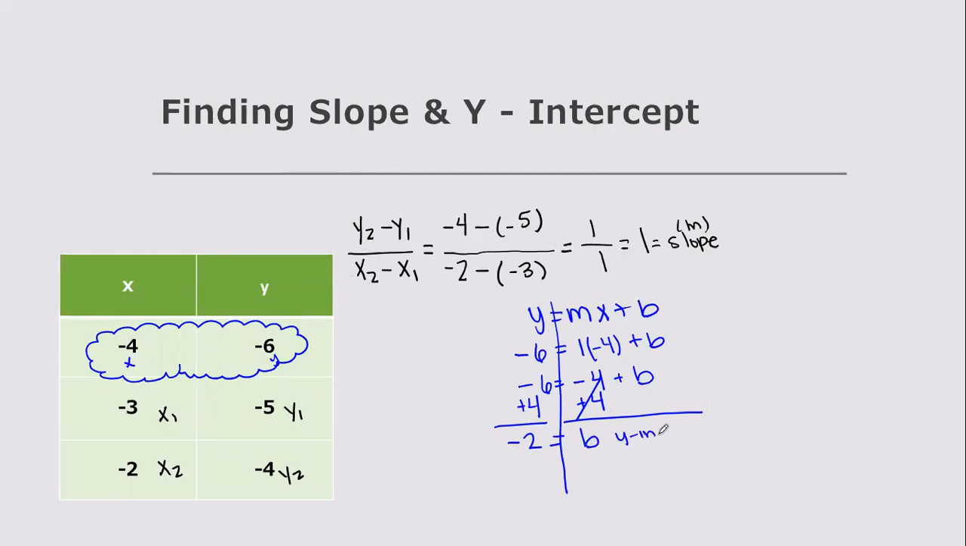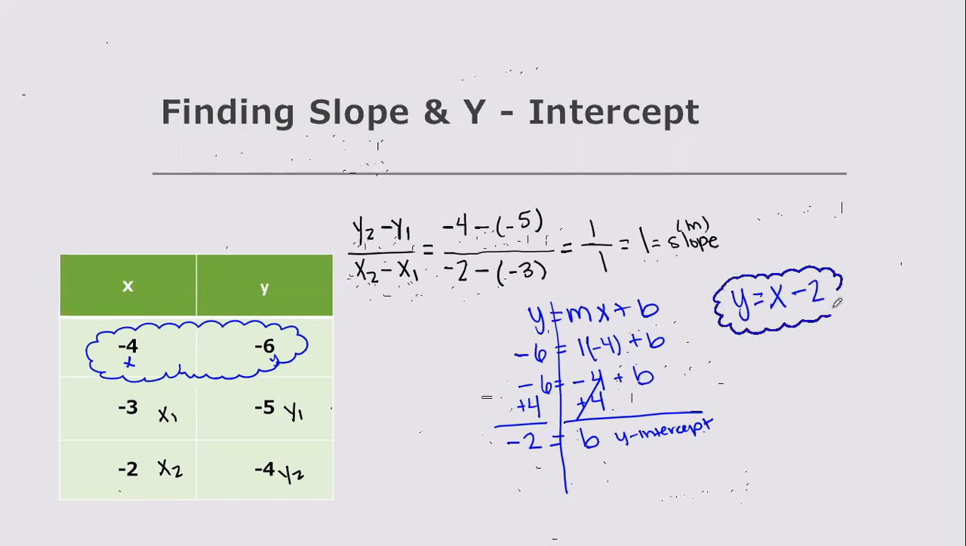Here's my y-intercept. So my equation is y equals 1x, but remember I don't put the 1 in front of the x, -2. Awesome job to the people in the chat. Y equals x minus 2. This would be my equation.